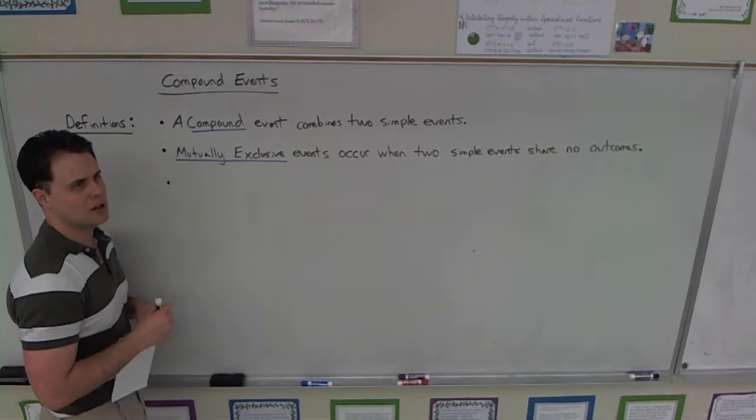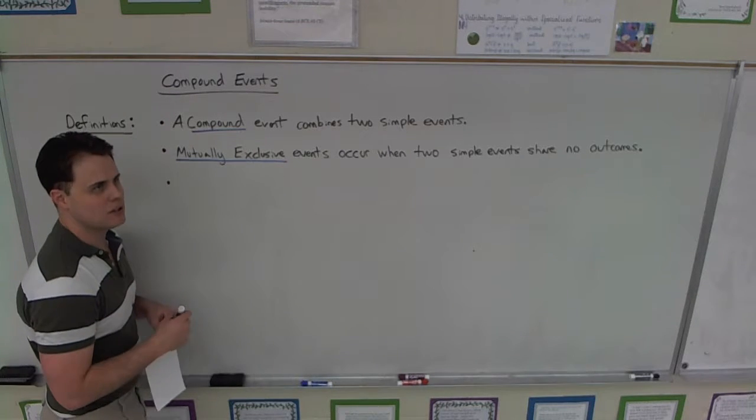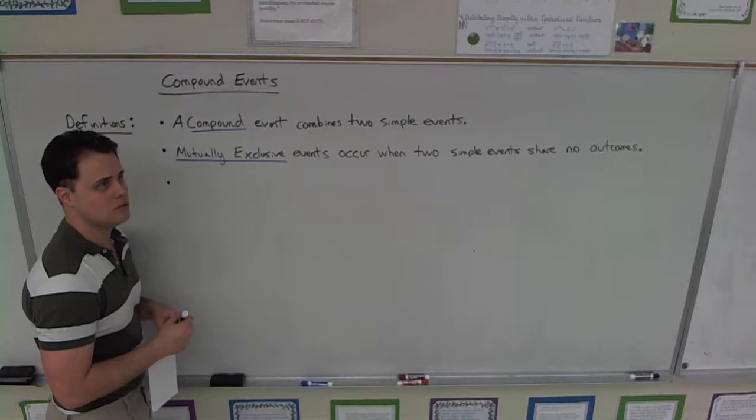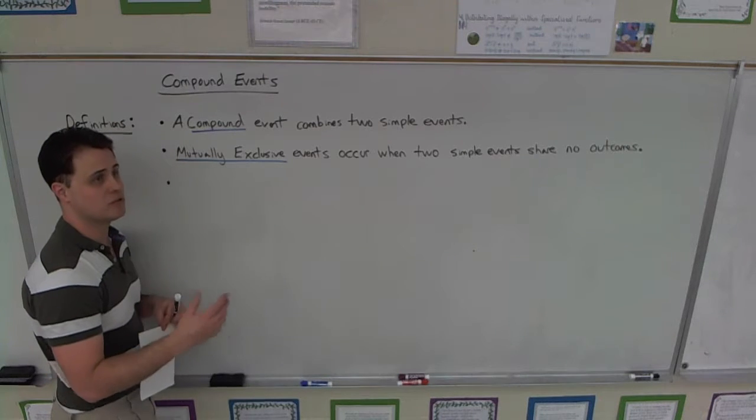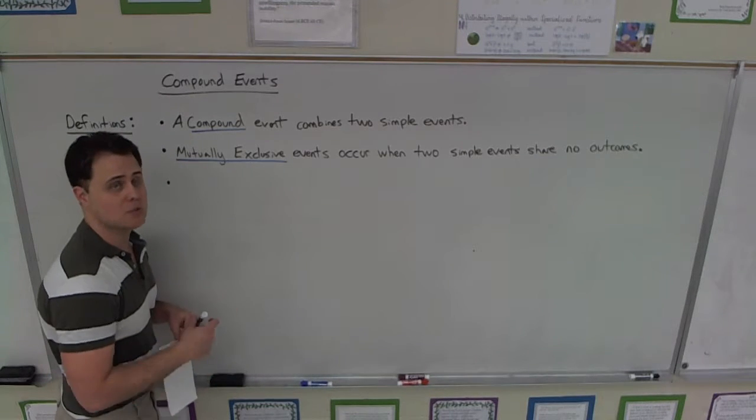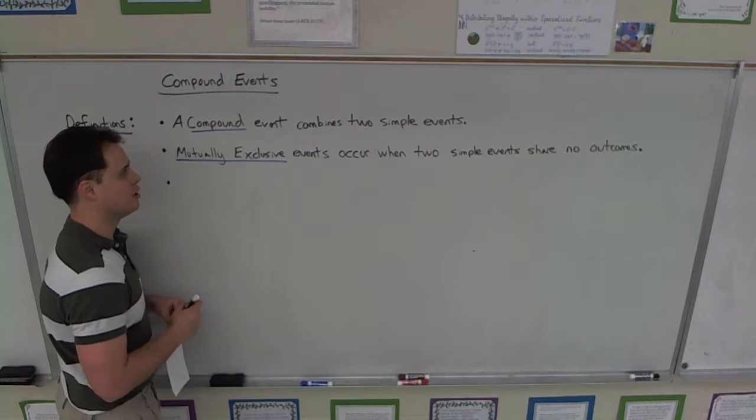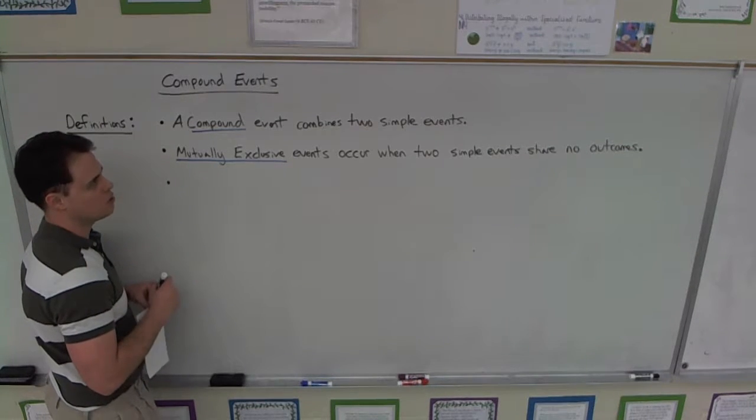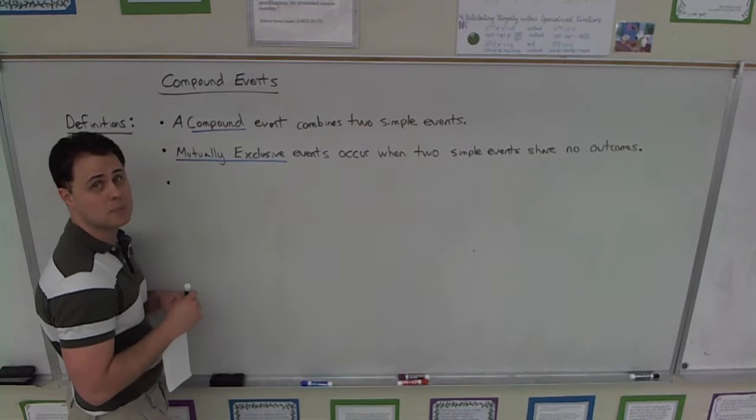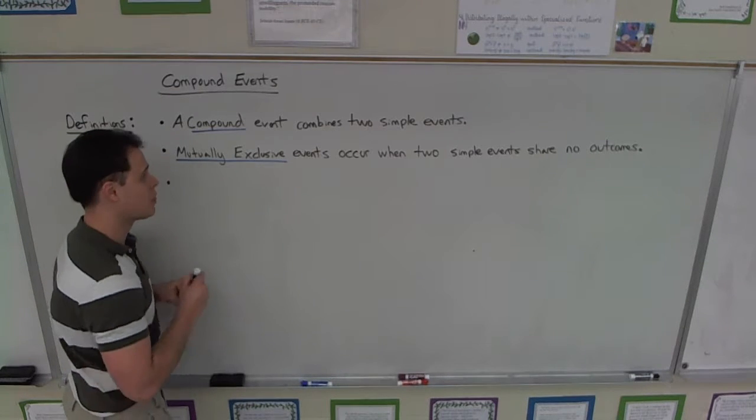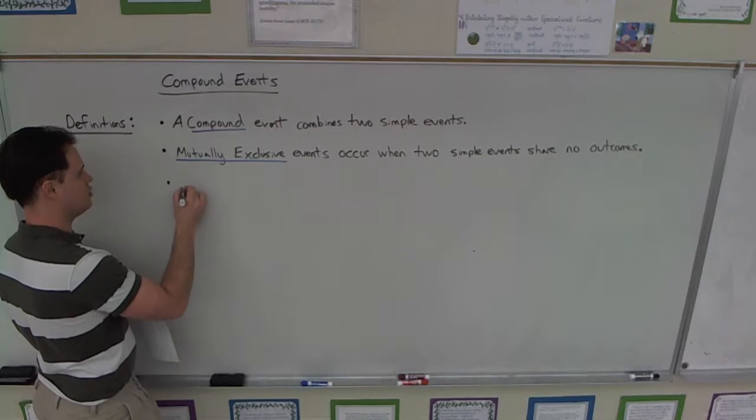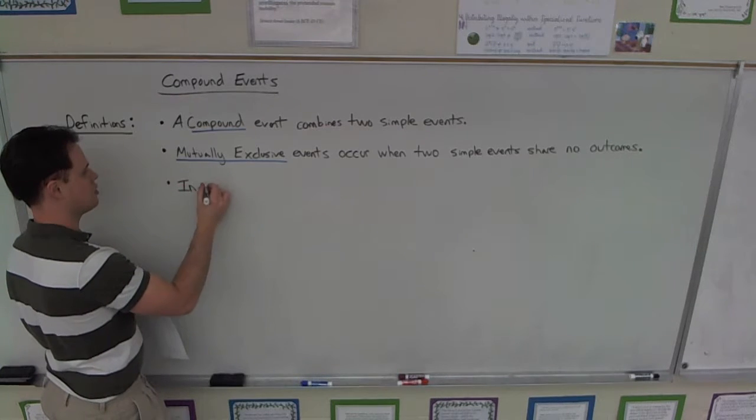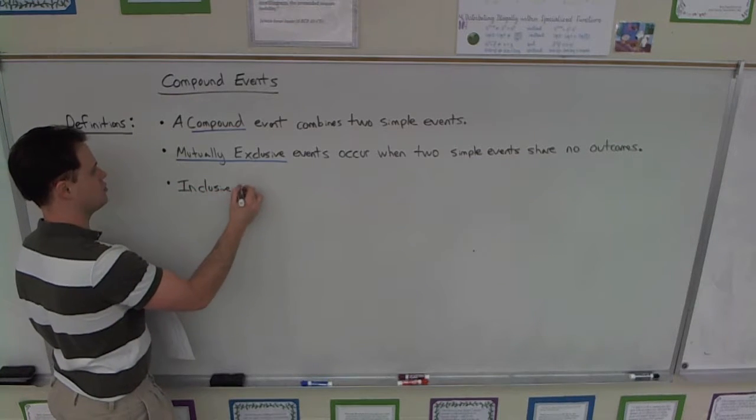This is much the same as independent events had their polar opposite, dependent events, and that was whether or not one event affected or changed the sample space of the second one. Here we're not really thinking about one event affecting another so much as the fact that they might overlap and share outcomes to begin with. So if they aren't mutually exclusive, if they do share outcomes, that's called inclusive.